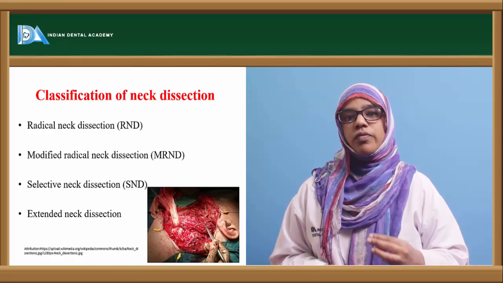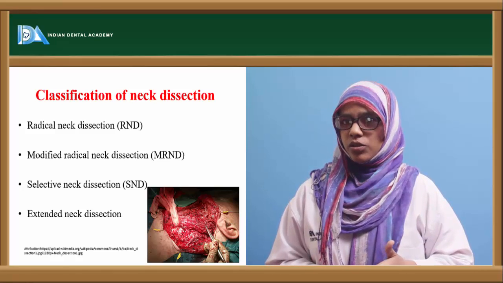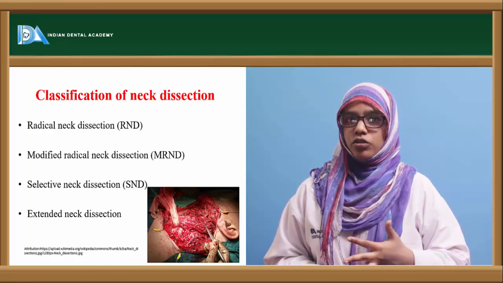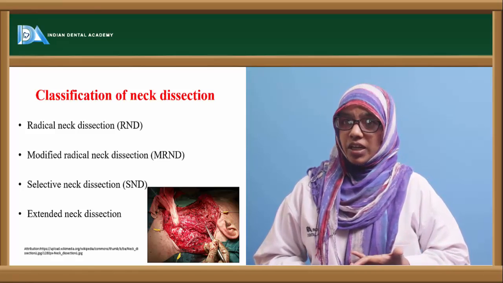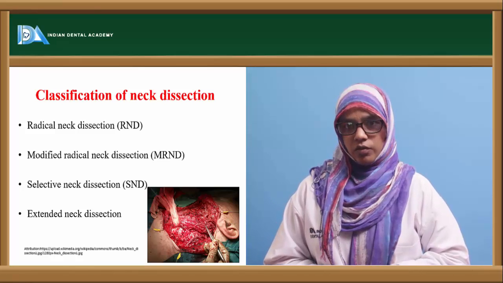Along with that, non-lymphatic tissues are removed, that is sternocleidomastoid, spinal accessory nerve and the internal jugular vein, because distant metastasis can take place because of these three involvements.